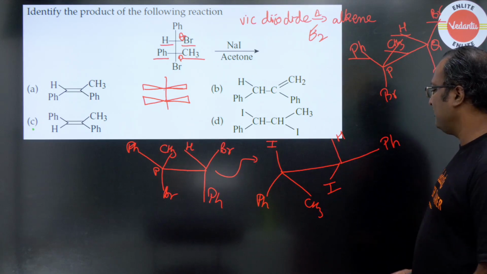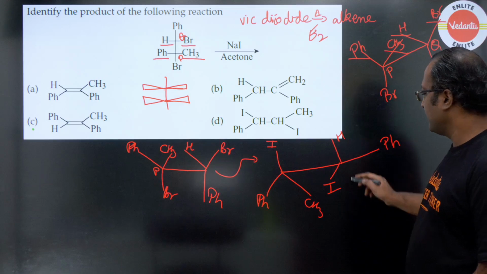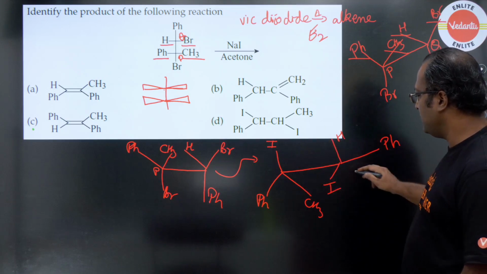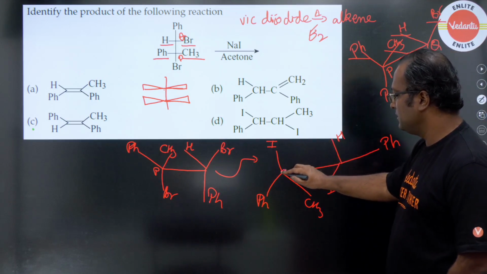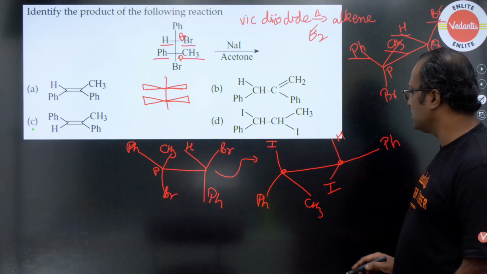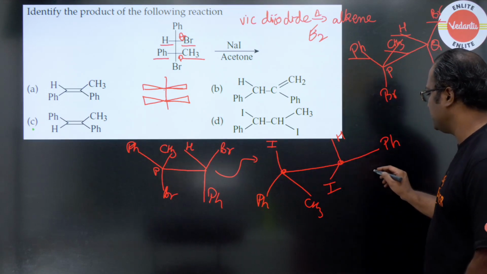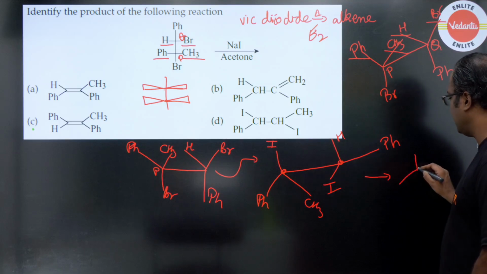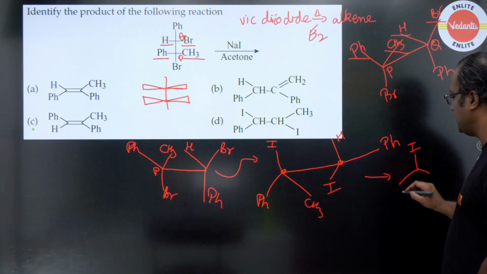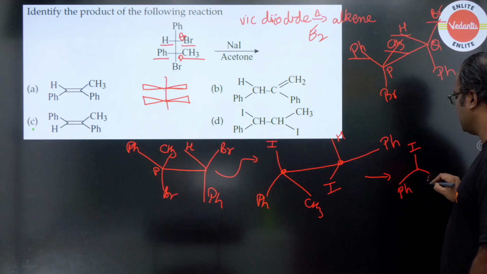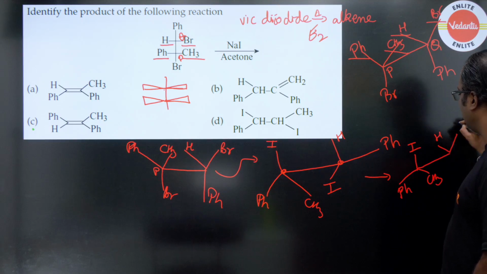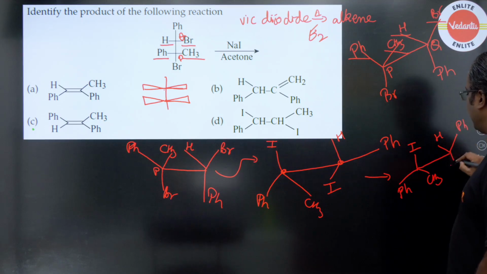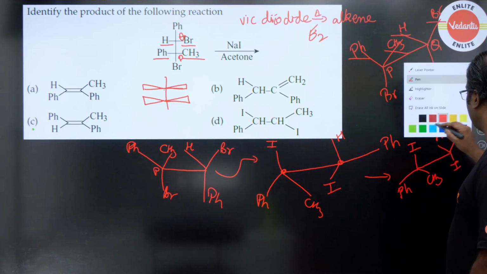Okay, so as you can already see, we have two carbon atoms, both having iodine each. Now we just have to write this sawhorse in a better way, so that we can see elimination happening very easily. I here, Ph here, CH3 here. The behind carbon I am just rotating so that you can see I opposite to each other.